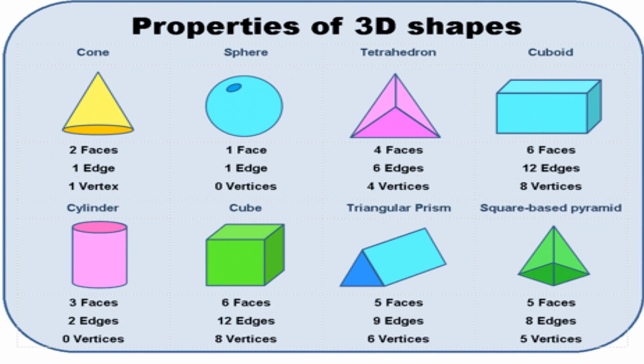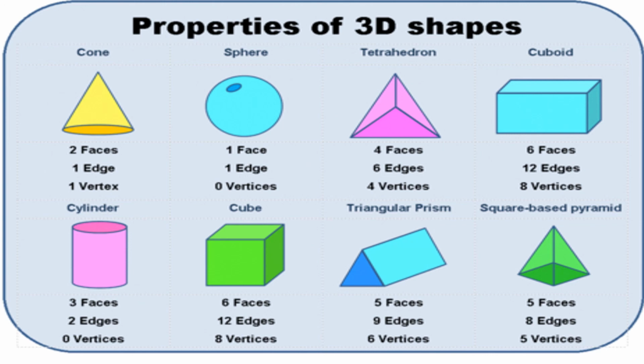Cube has 6 faces, 12 edges and 8 vertices. Triangular prism has 5 faces, 9 edges and 6 vertices. Square based pyramid has 5 faces, 8 edges and 5 vertices. These are the properties of 3D shapes.